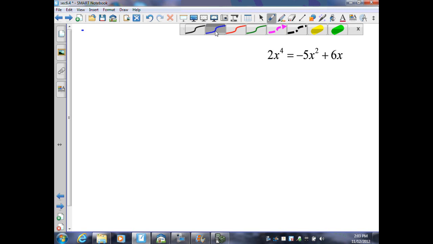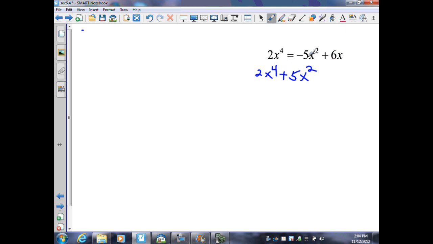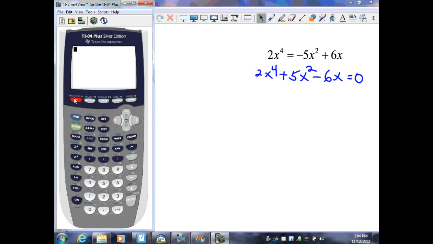Again, we want to solve this polynomial equation by graphing. To begin with, I'm going to set it to 0 by adding 5x squared to both sides. That gives me 2x to the 4th plus 5x squared. Subtract 6x from both sides. Gives me a minus 6x equals 0. Let's put this into the calculator by entering it into our y-editor. That's going to give me 2x to the 4th plus 5x squared minus 6x.